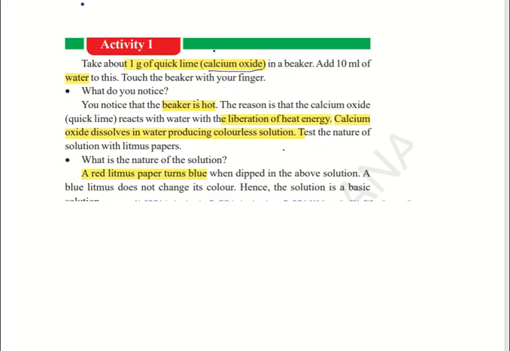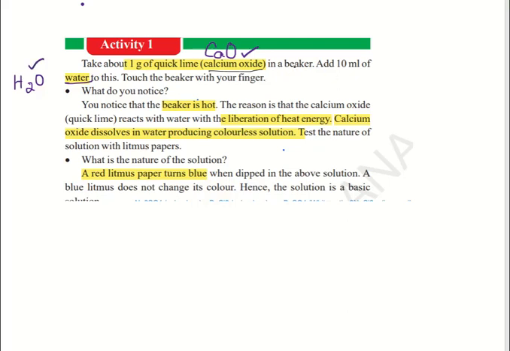Write down the formula of calcium oxide here only. CaO. Remember, O should be capital. What is the common name of calcium oxide? Quicklime. Underline calcium oxide. Then to this add 10 ml of water. Underline water. What is the formula of water? H2O. Write H2O here. So we have two reactants in this chemical reaction. What are they? CaO and H2O.